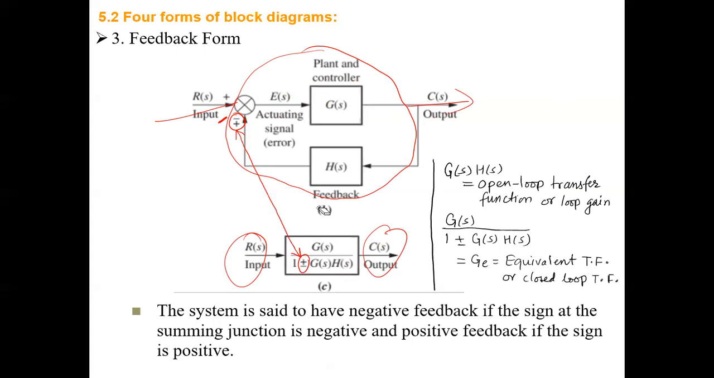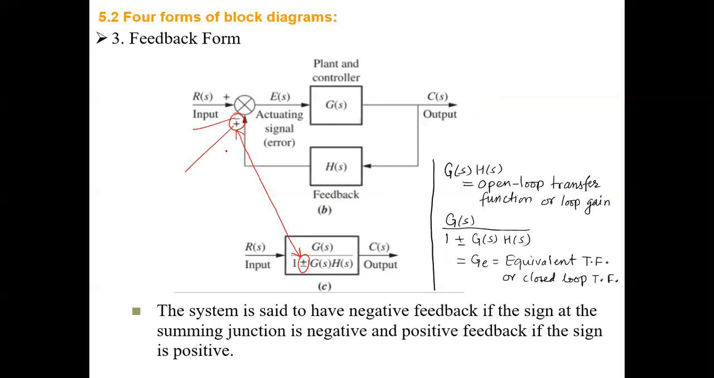This will be written like this. If it is minus, then you write GS over 1 plus, GS meaning the forward path, over 1 plus the product GS, HS. If it is minus, you get plus here. If you have plus here, then you get minus here. That's why I said this minus plus becomes plus minus here. If it is minus, then the system is called negative feedback. If it is plus, then it is positive feedback. Does it make sense so far?